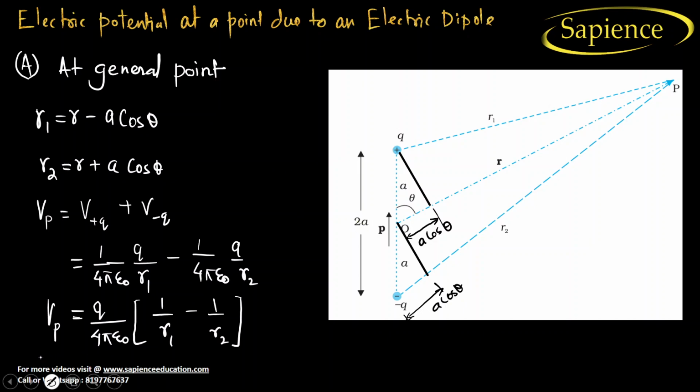Here, first of all, try to understand the diagram for the electric potential at a point due to the electric dipole. This is the positive charge, and this is the negative charge, and the distance between them is 2a. See here, this length is 2a. The length between these two charges is 2a. It means the dipole length is 2a. Okay, and I want to know the potential at a point, right?